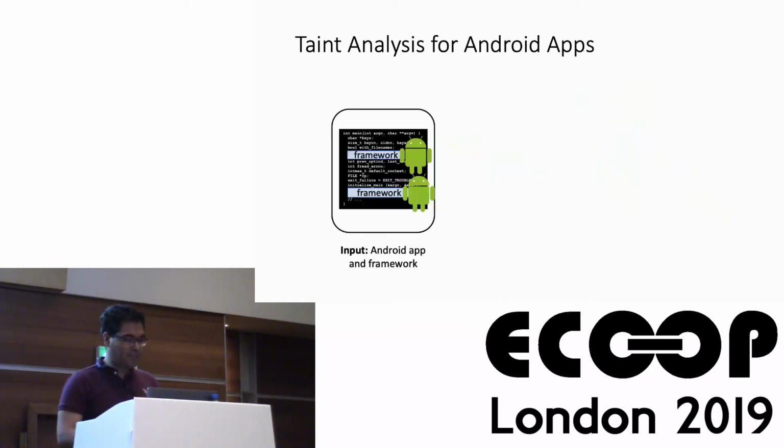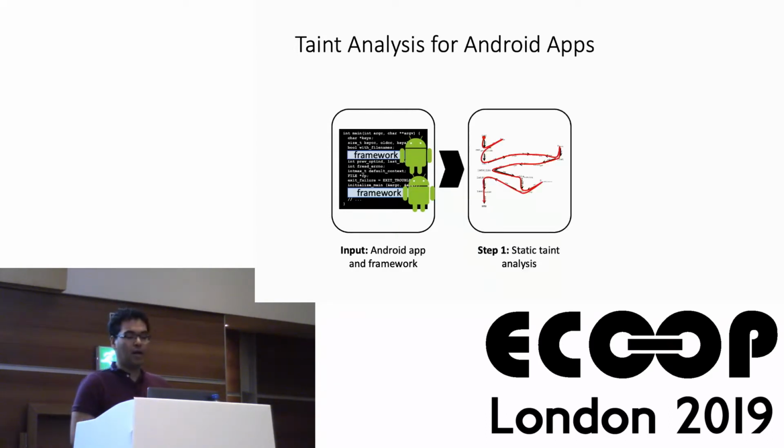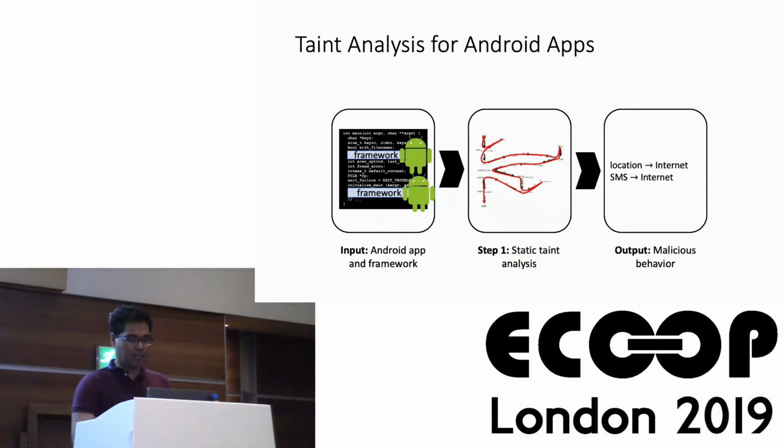Basically, we're going to take an Android app that we want to check, to determine whether it's malicious, and we're going to take that app code together with the relevant portions of the Android framework code, and feed it to our static taint analysis, which is going to output a list of source-sink flows which correspond to potentially malicious behaviors. These can then be sent to a security analyst to determine whether or not the app is malicious.